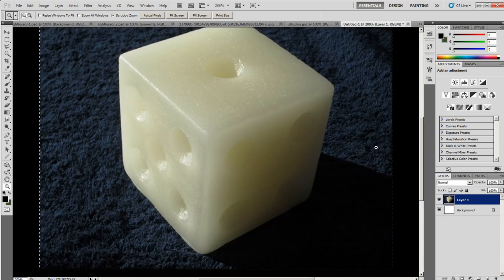Let's take a look at this object. This is a translucent material, so this is wax. We can see it reflects. We can see that we're getting this light at the edge here. We can see the way that the shadow works, and we see a big deep shadow back here.